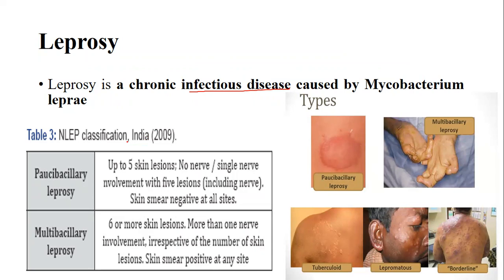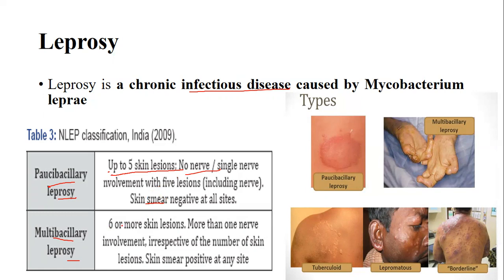According to the National Leprosy Eradication Program, there are 2 main types of classification: paucibacillary leprosy and multibacillary leprosy. Our question is regarding multibacillary leprosy, but we should also know the meaning of paucibacillary leprosy. Paucibacillary leprosy is a type of leprosy with up to 5 skin lesions. There is no involvement of nerves in this condition, and the skin smear will be negative. Those are the typical features associated with paucibacillary leprosy.